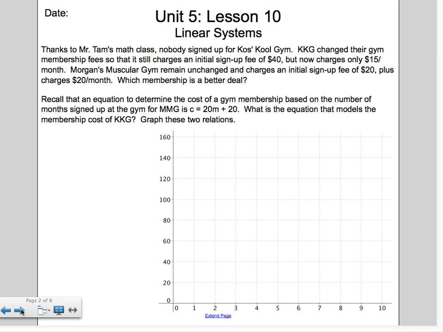So thanks to my math class, Mr. Dan was really ticked at me. Nobody signed up for his gym because all of a sudden you guys became educated, wise consumers, and said, I'm going to go to Morgan's gym. So we talked, and he changed his plan. He still wants $40 up front, but he's only going to charge $15 a month. Morgan was happy. Kids were coming in, putting in $20 every month, he'd roll in the dough. So he said, it's all good, I'm going to keep it the same.